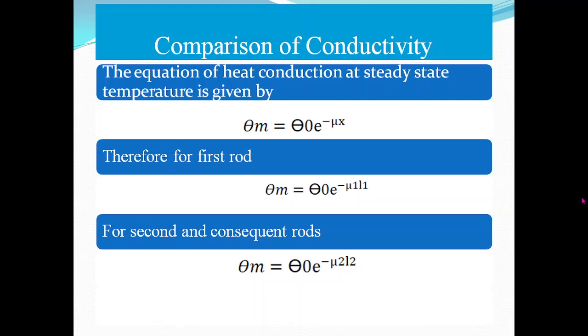And therefore, for the second rod, we can write down the conduction equation as theta m equal to theta 0 e raised to minus mu 2 L2. For the third rod, we can write down theta m equal to theta 0 e raised to minus mu 3 L3, like this, and so on.